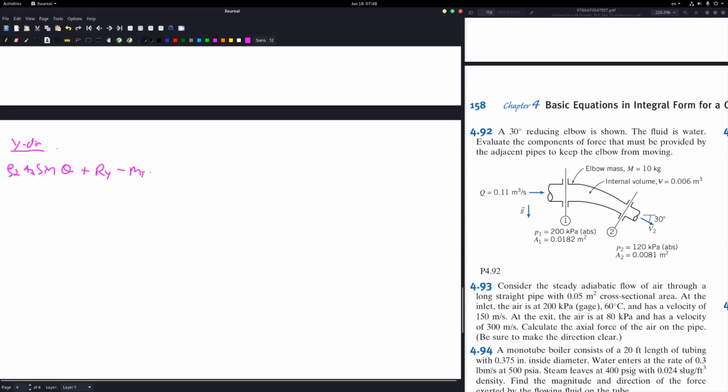And we could do the same thing in the y direction. So we know that it's going to be P2 A2 sine theta plus the reaction force in y minus the total mass times gravity is equal to minus rho V2 squared A2 sine theta. Now this negative here comes from the fact that if we decompose our vector V2 here, we'll notice that the component in the y direction is going to be negative.